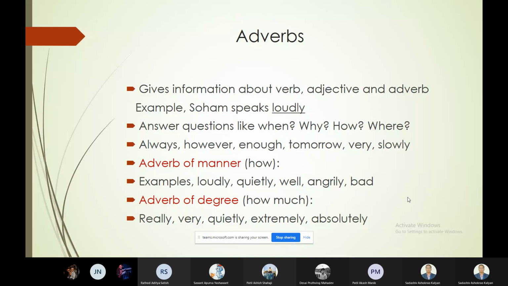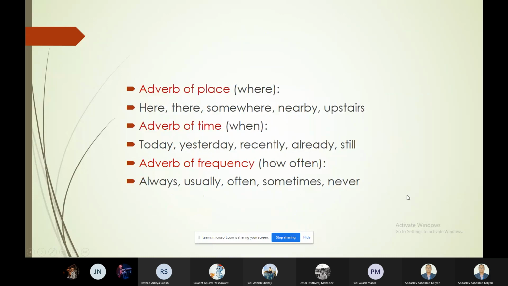Then we have another type of adverb, that is the adverb of degree. Adverb of degree means how much. Words like very, extremely, absolutely, really are trying to tell us how much. Here quietly is also an adverb of manner, and at the same time it is also an adverb of degree.